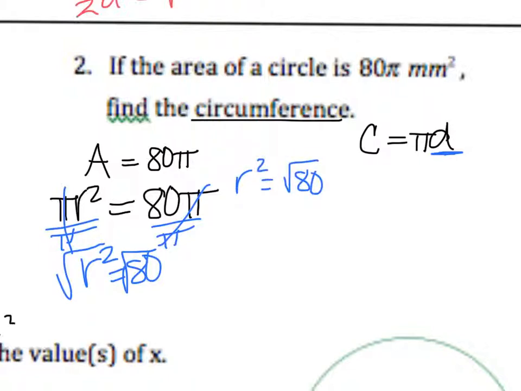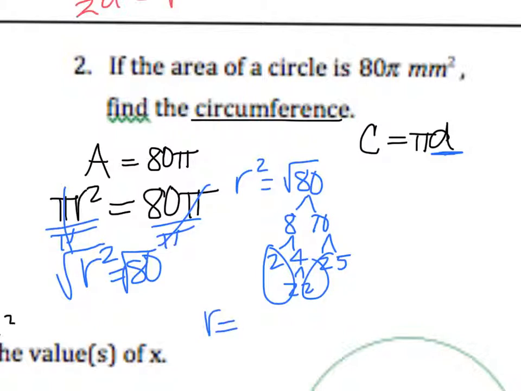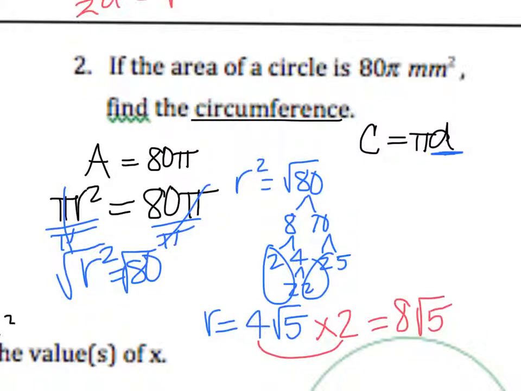So r squared equals the square root of 80, and I do have to simplify that. So let's go 8 and 10, 2, 4, 2, 5, 2, 2. So that'll be 1, 2, so 4 root 5 is my radius. And then to get it to be my diameter, I'm going to multiply this by 2. Remember, you only multiply the numbers outside the radical together to be 8 root 5. So this equals my diameter.